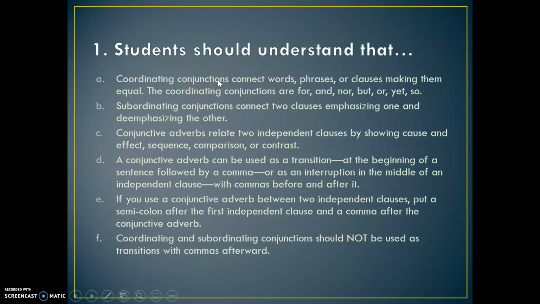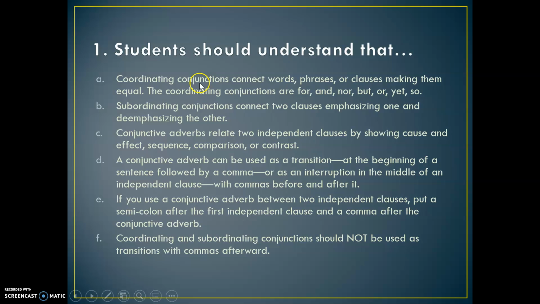First of all, we'll talk about what you should understand. There are three essential terms that we are dealing with in this week's unit. The first is coordinating conjunctions. This should be a review for you because we talked about these before. Coordinating conjunctions connect words, phrases, or clauses, making them equal. So those conjunctions that we're looking for are the for, and, nor, but, or, yet, and so, which you should recognize as the fanboys, okay? Those connect words, phrases, or clauses, and they are equal in a sentence.